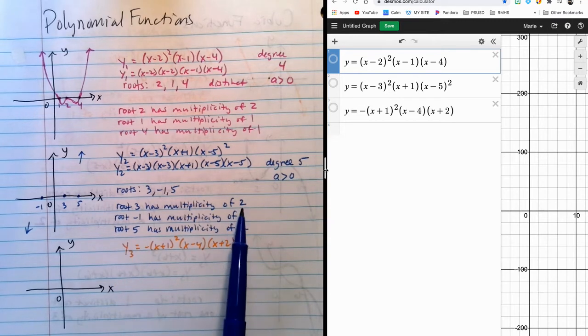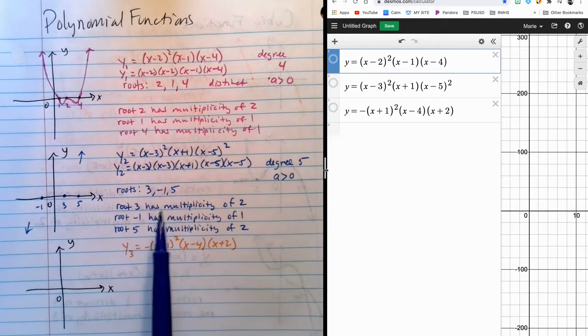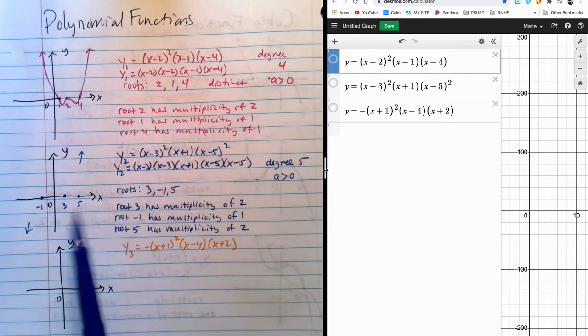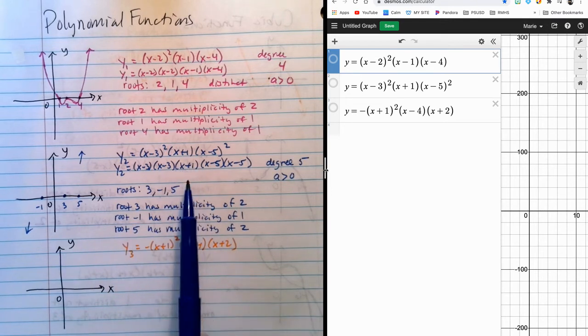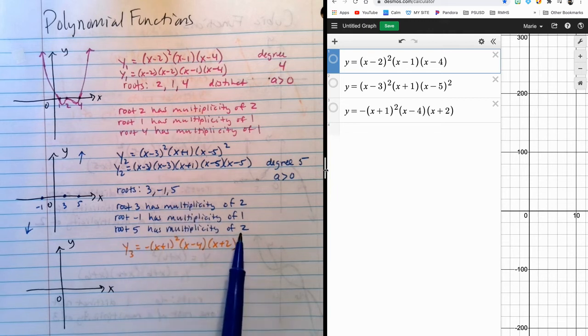So root 3 has a multiplicity of 2 because it's there 2 times. So that means the graph is going to touch at 3. Root -1 has a multiplicity of 1 because it only happens 1 time. So the graph will cross at -1. And root 5 has a multiplicity of 2 because it happens 2 times, which means the graph will touch at 5. So let's start sketching.